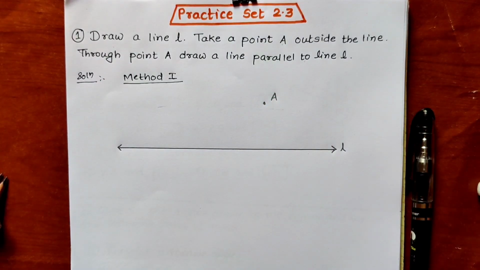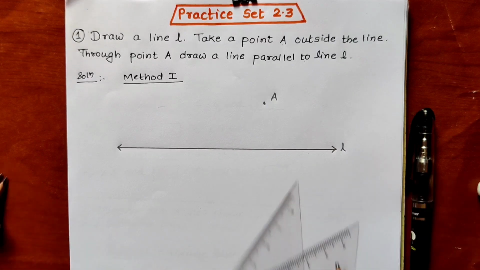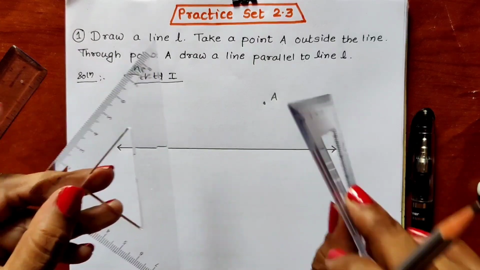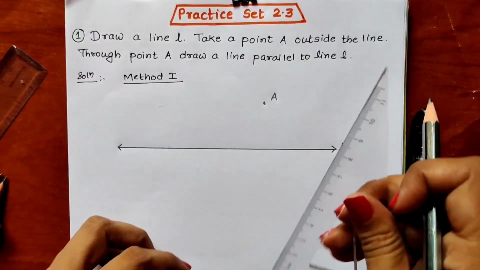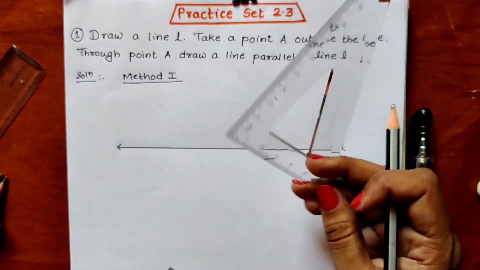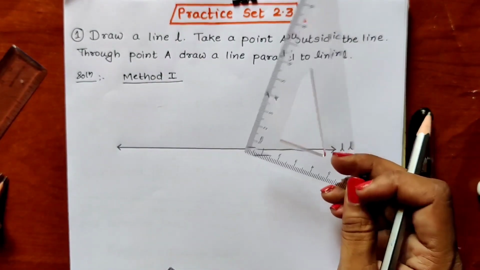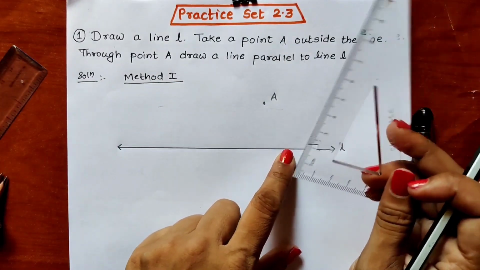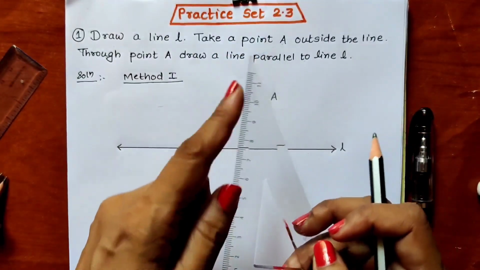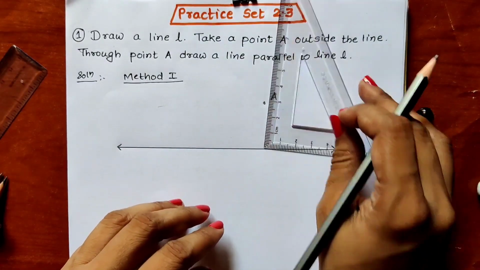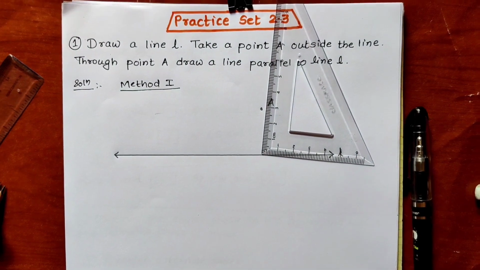So first method is using a set square. So we will be using these two set squares and we will be drawing our parallel line. So first set square, we have to take this set square and we have to place this set square in such a way that the base of set square should coincide with line L and this height of set square should pass through point A. So let us see how I am placing this set square.